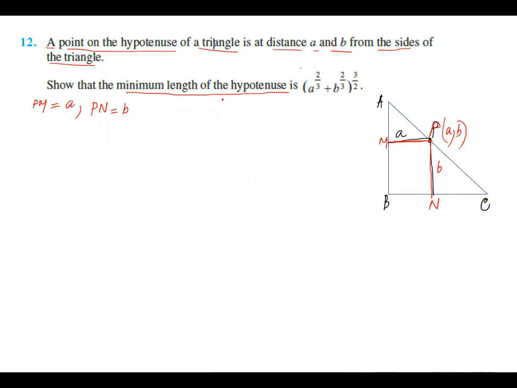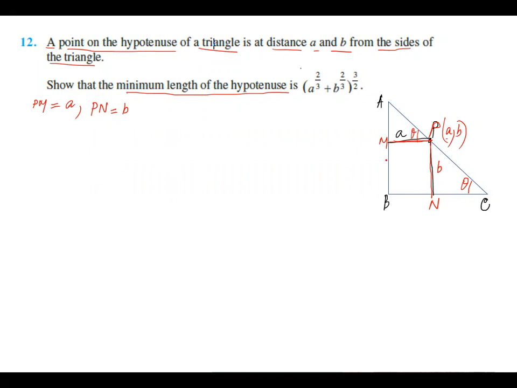To find the minimum length, you will make the derivative 0, because you know for maximum or minimum we make the derivative 0. Here we need a variable. So we'll take the angle C as theta. When angle C is theta, this angle P is also theta. So we'll start from the variable theta and convert a and b using trigonometric functions.